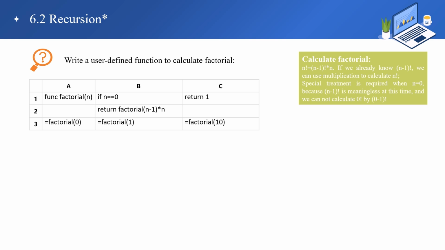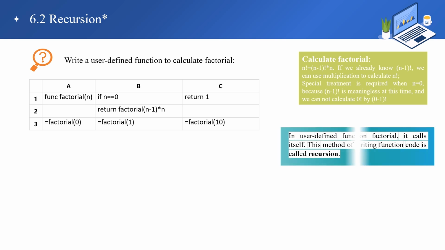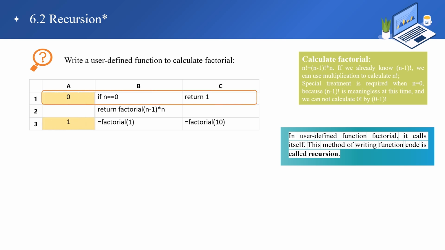Let's write a user-defined function to calculate factorial with this idea. In user-defined function factorial, it calls itself. This method of writing function code is called recursion. Let's analyze the execution process of this function. If the parameter is 0, then the condition of b1 holds, continue to execute c1, return 1, the function ends, no problem. By the way, when a user-defined function is executed to the return statement, it will be executed and returned, regardless of whether there are statements after it.